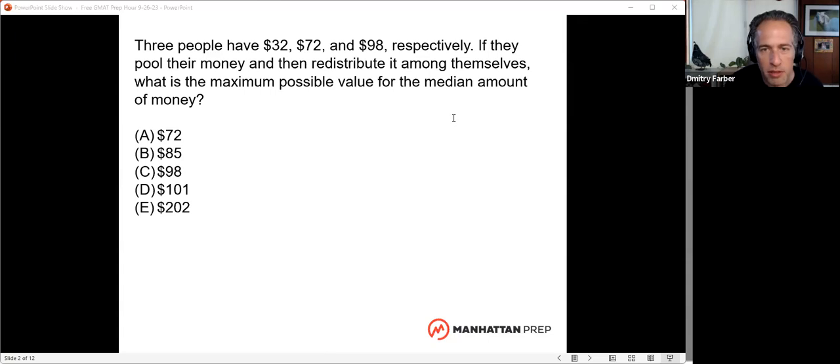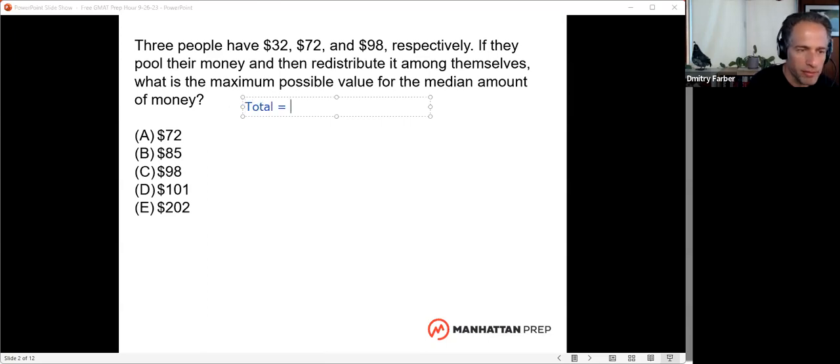202. What's wrong with 202? 202 is the same as our total, right? There's $202. If we add this up, it's $202 to play with. They never said that one person couldn't get all the money, but that couldn't be the median person because how would someone else have more? Right. So that gets rid of one answer. It might imply even a way to solve the problem. But at the very least, we want to get rid of that.